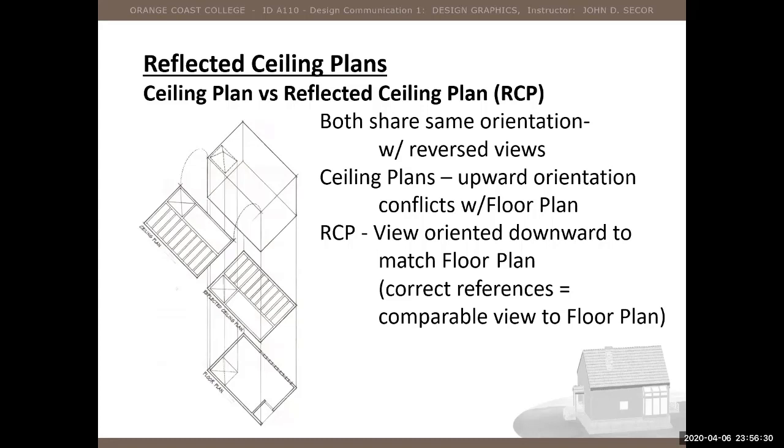But understand, sometimes you'll hear folks talk about, well, we're going to just do some ceiling plans. They're really referring to reflected ceiling plans, and we'll talk about how they work and all that in just a bit.